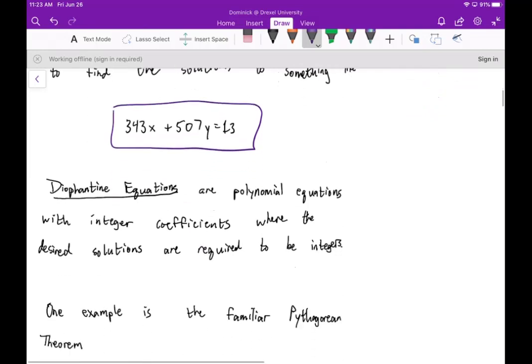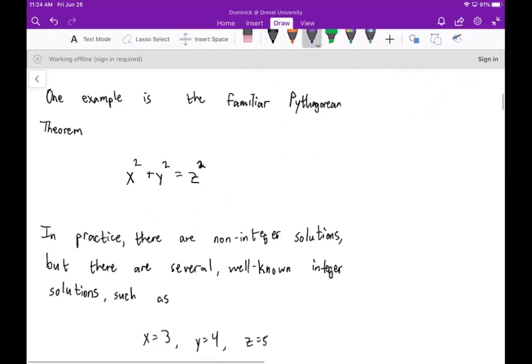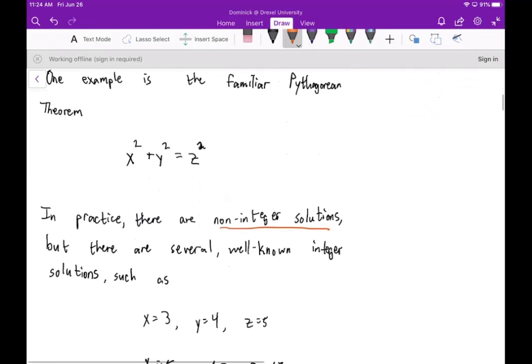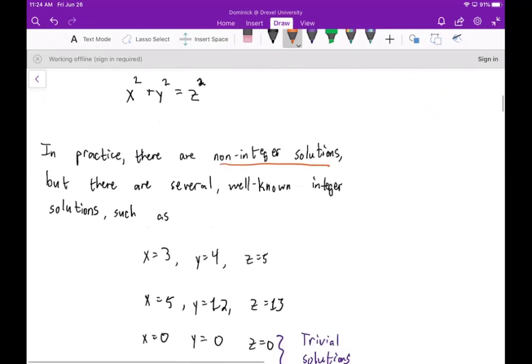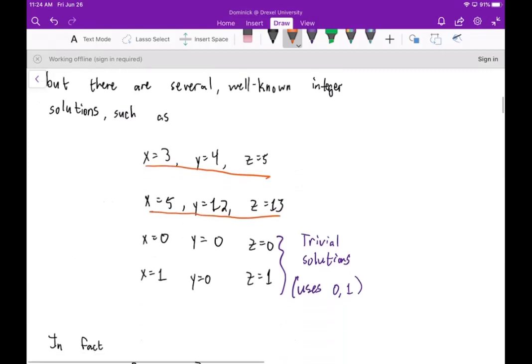Now, I've said Diophantine equations a couple times, but we haven't talked about what a Diophantine equation exactly is. They're polynomial equations with integer coefficients where the desired solutions are required to be integers. So these are just the equations that we've been talking about. Of course, one example is the Pythagorean theorem, even though in practice there are non-integer solutions, there are several well-known integer solutions. For example, there is 3, 4, 5 for your x, y, and z. There's 5, 12, and 13. And then there's also trivial solutions.